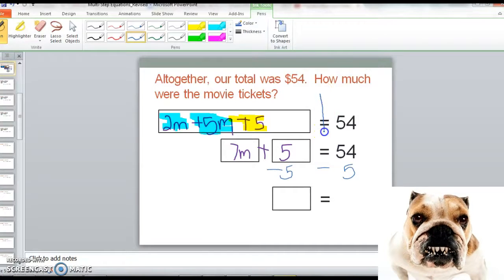And I used to teach you guys to draw the line down the middle so you can see both sides of the equation. Plus 5 minus 5 cancels out the 5, and I'm going to bring down my 7M.